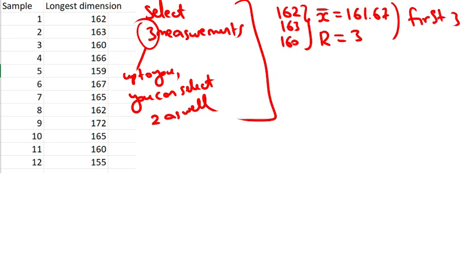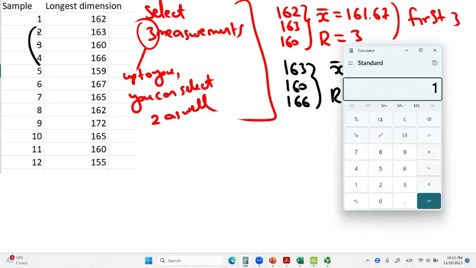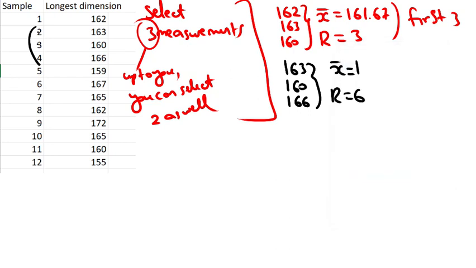The next 3 are measurements 2, 3, and 4, which are 163, 160, and 166. For this one again I look for the average and then the range. The range is just 6, the max minus the minimum. The average is 163, 160, 166 divided by 3, which is 163. Then I move on to the next one.